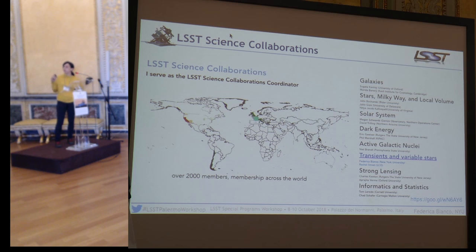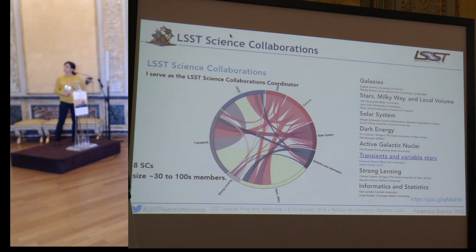I also want to point out that there is an informatics and statistics science collaboration, which works a little bit differently than the other ones in the sense that it doesn't cover a specific astrophysical scope. So the people that are joining that science collaboration really are at the service of the people in the other science collaborations, as experts of tools and methods.